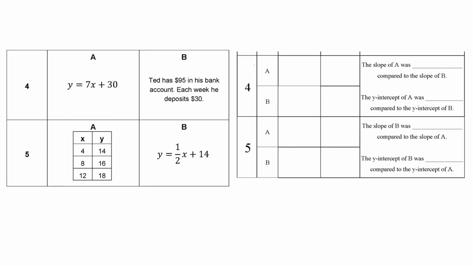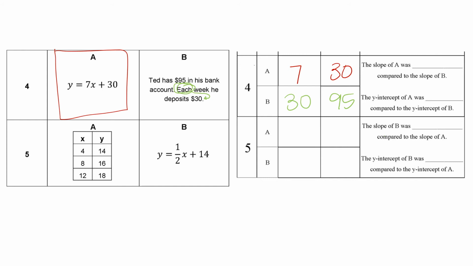For number 4, A is the equation. So I know my slope is going to be 7 and my y-intercept is 30. B is a verbal description. It says Ted has $95 in his bank account. Each week he deposits $30. Each is my slope keyword, and it's referring to 30. So that's my slope. And then 95 is what he starts with, so that's my y-intercept.